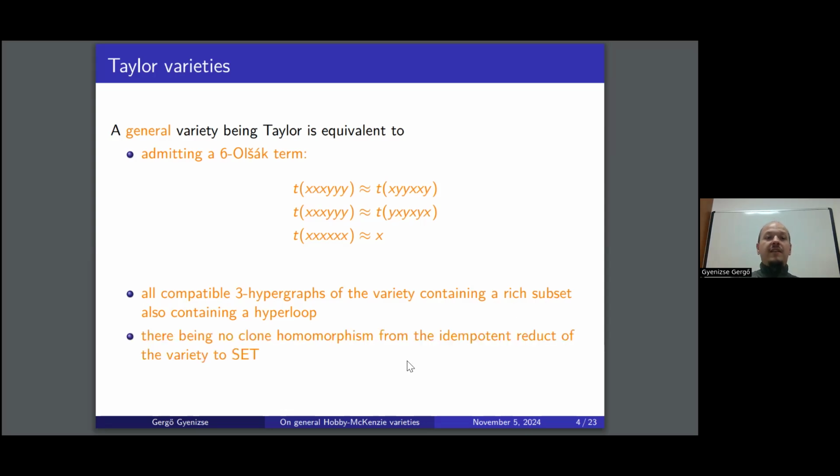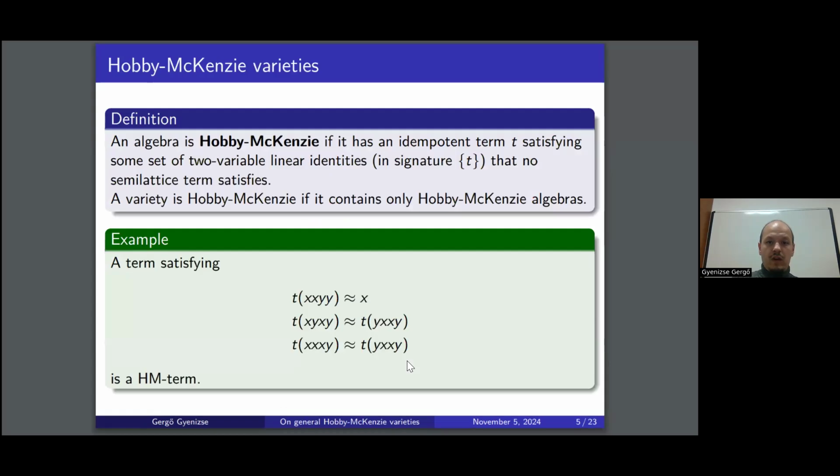This is also a different characterization that we will use today: a variety is Taylor if there is no clone homomorphism that goes from the idempotent reduct of the variety to the variety of sets. So one important Maltsev class, which in a way is the most similar Maltsev class to Taylor, though I will talk about it because there are some ways in which it is very different from Taylor, is the Maltsev class of Hobby-McKenzie varieties.